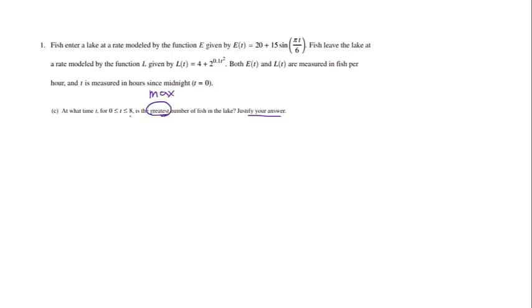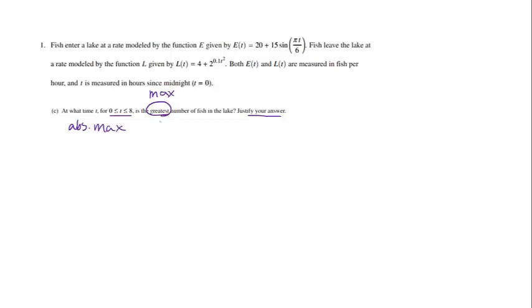And generally when I see an interval, it's going to be the absolute maximum. Okay, so when we are dealing with absolute maximum, we would like to find the critical numbers, and then we're going to evaluate my function at the endpoints and at the critical numbers.